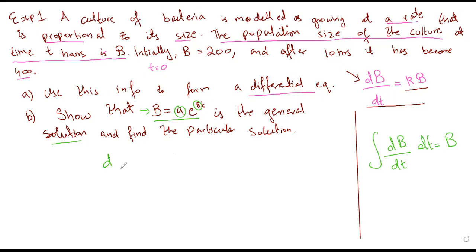Let's do that. So what do we have? We have b equals a e to the kt. They have given this, and we need to show that this is the general solution. And how are we going to do that? Basically, starting off from here and ending up here. Okay, so let's do it. How can we get this type of an expression over here? By differentiating it with respect to t, right? So this would become dB by dt.